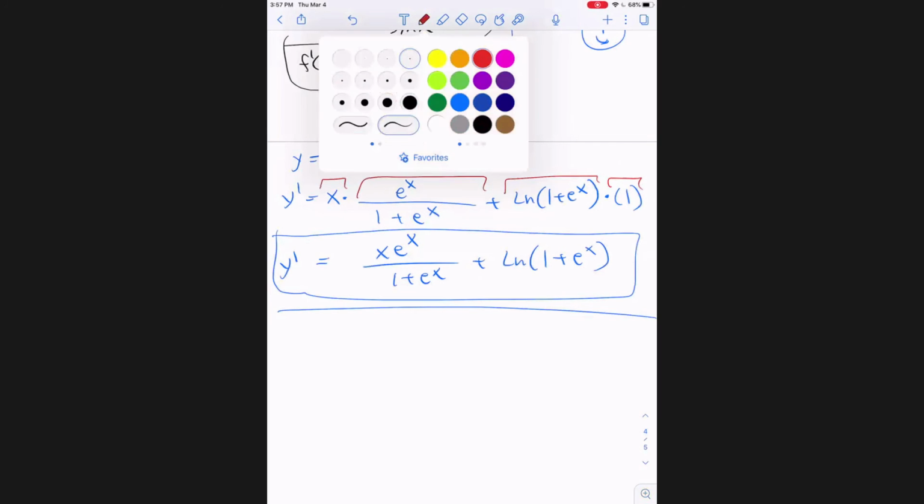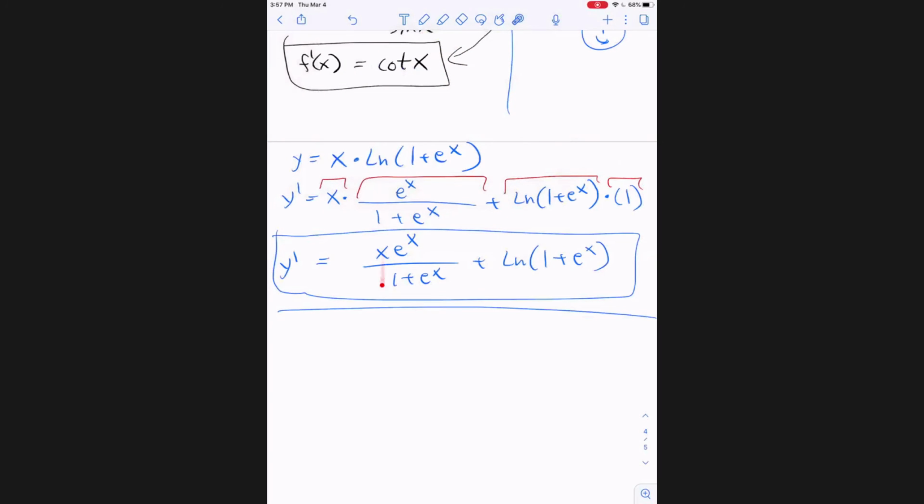So from here to here, I didn't do much. I just multiplied the x and the e to the x to here. And even if you left it like this top line, that's fine.